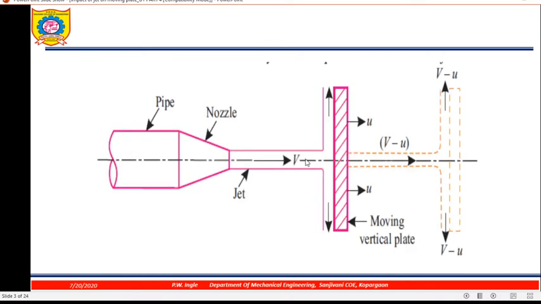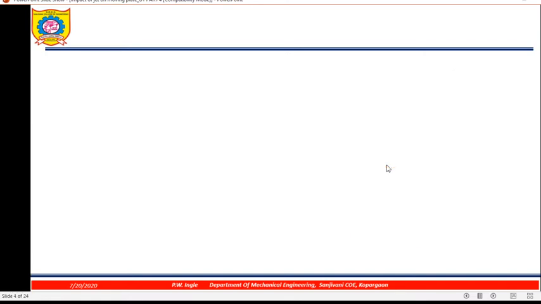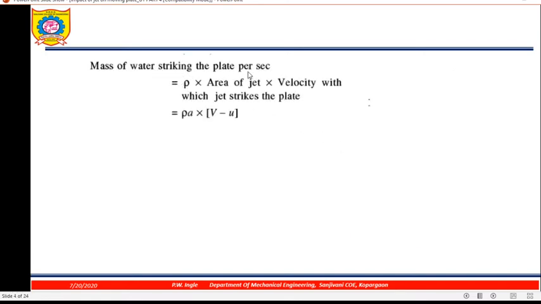This is very important. You see the case here. The plate is moving with velocity u. So when the jet strikes the plate, it will be moving with V minus u. That's why the mass per second will be rho A. The mass of water striking the plate per second will be rho into area of jet into velocity with which the jet strikes the plate. So the velocity with which the jet strikes the plate is V minus u. This is very important. In case of a fixed plate, it was rho A into V, because the plate velocity was 0, but here the plate velocity is u, so that's why it is rho A into V minus u.